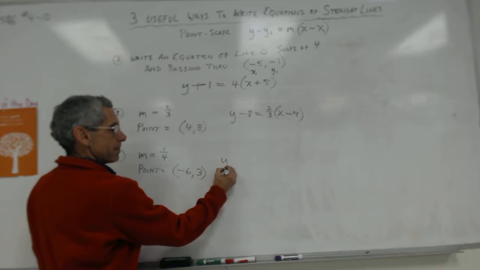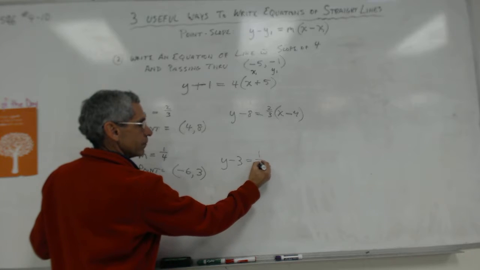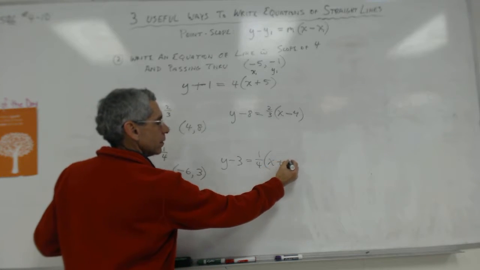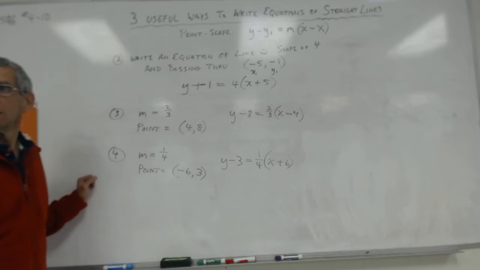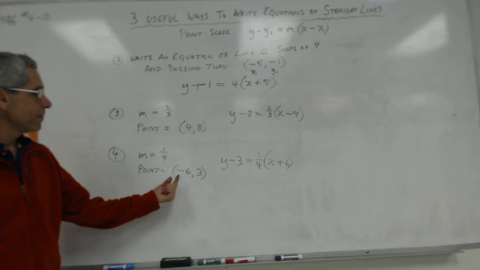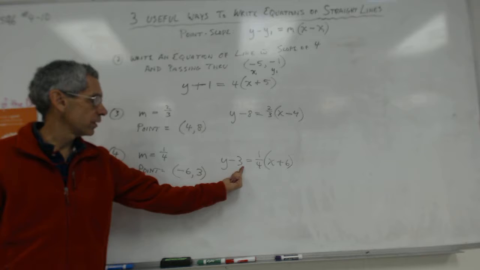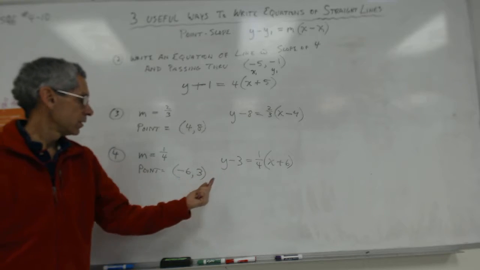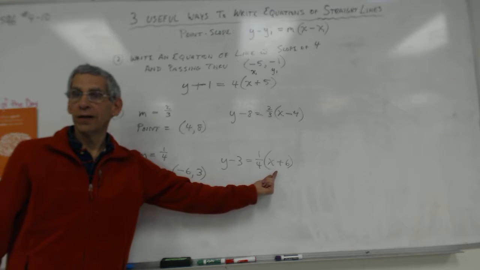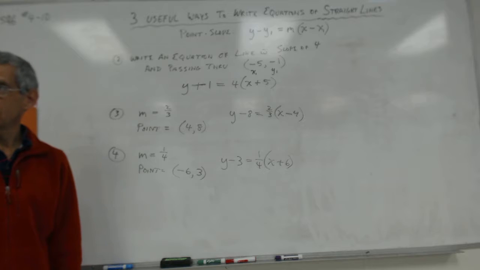y minus 3 equals 1/4 x plus 6. Is she right? No. She did y minus the y1, which is 3, y minus 3 equals 1/4 times x minus a minus 6. X minus a minus 6 is x plus 6. Yes? That's right.